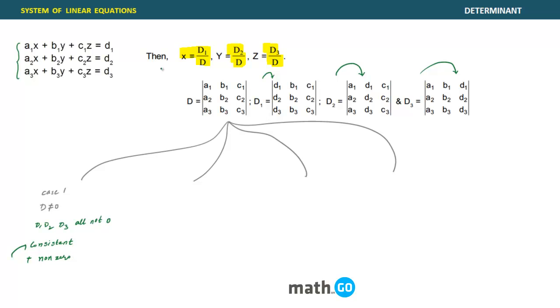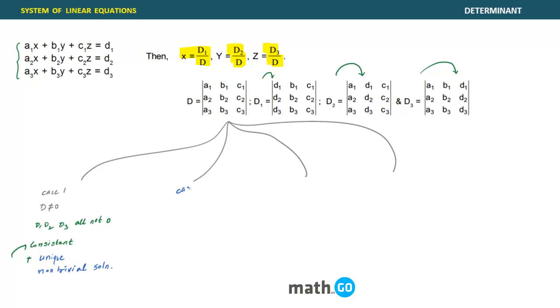So they will be consistent, and they will have a unique solution which is non-trivial. We know what the trivial solution is: it is the solution where x, y and z are all 0, which is very obvious.